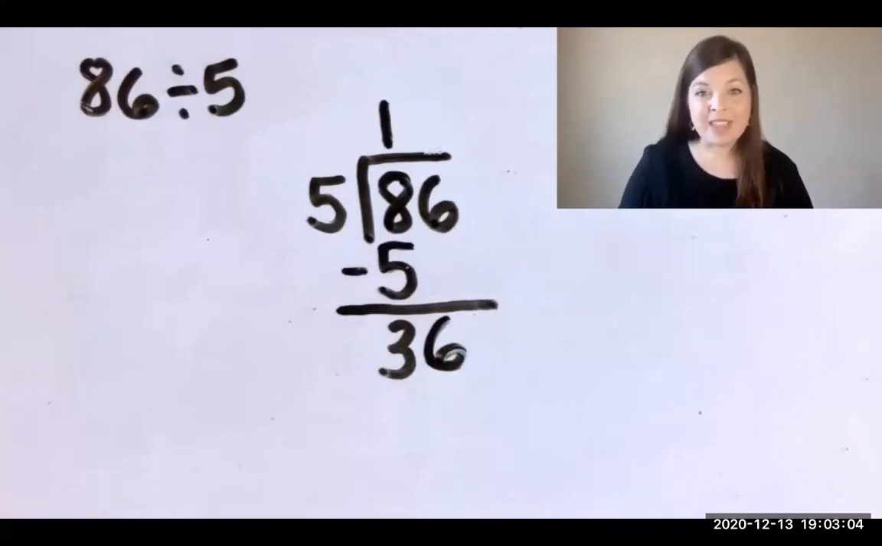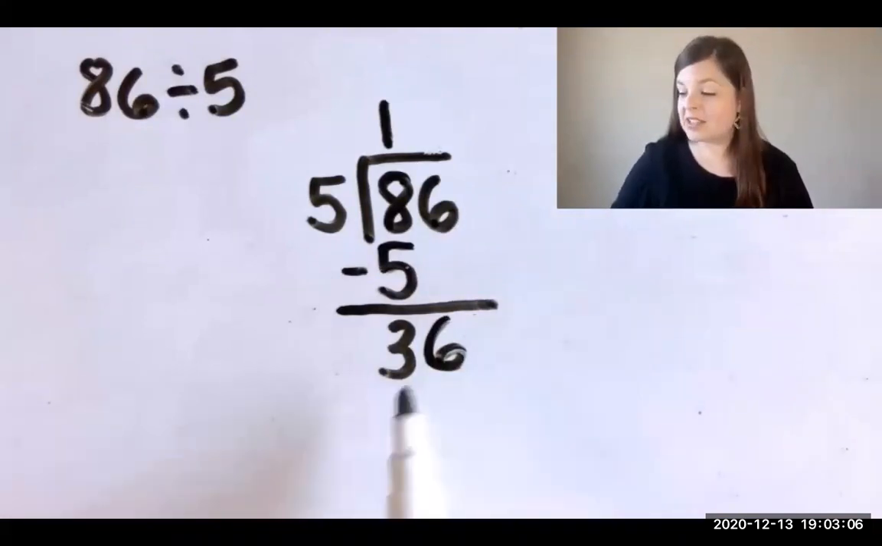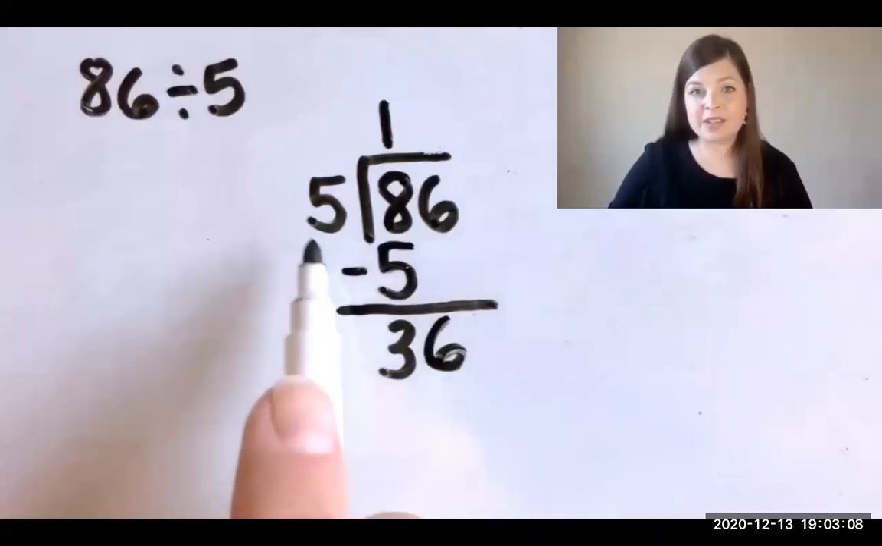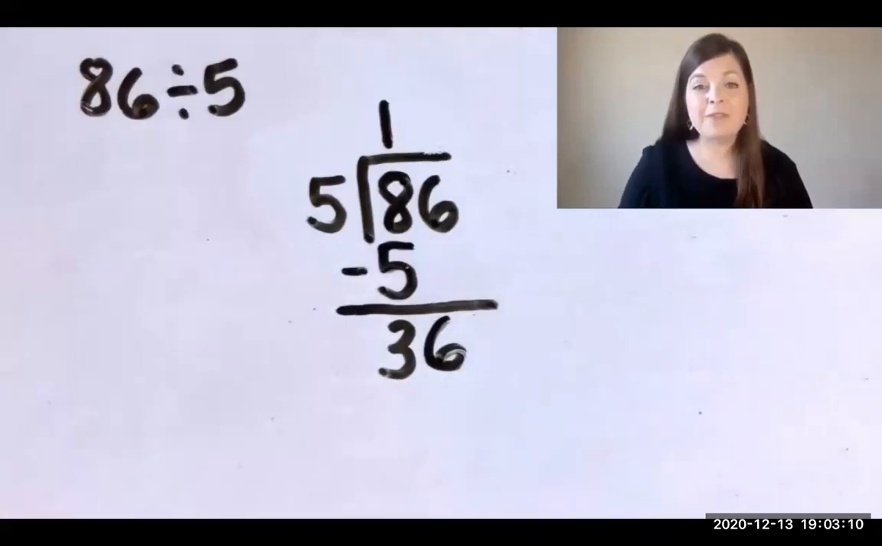Pause the video now and continue dividing. Divide the 36 ones into the 5 groups and finish out the division. Then come back when you're ready to compare your work with mine.